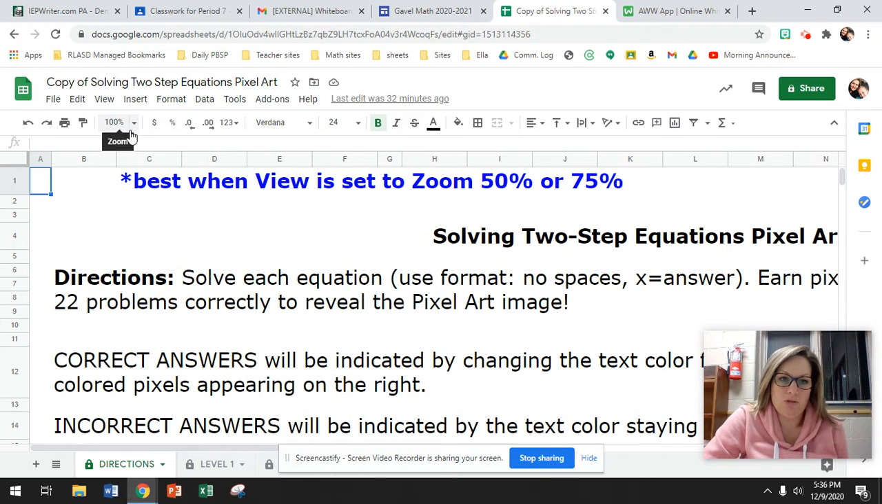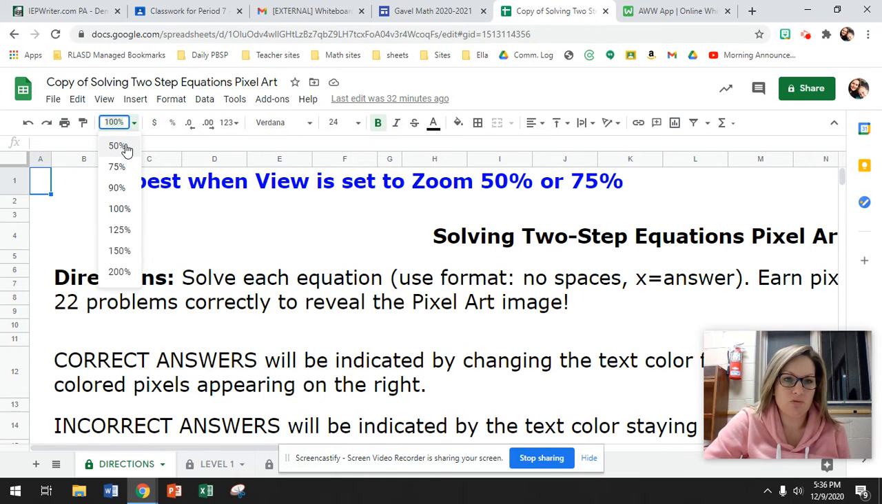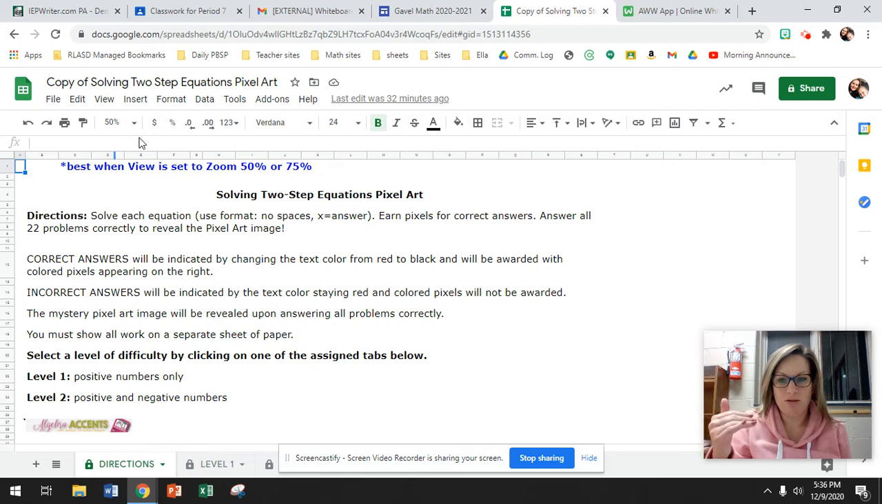The first thing you want to do is go up here where it says 100%, click on that, and scroll down to 50%. This way you can see the whole screen. The directions are, we're going to solve 22 problems. When you type in your answers, you want no spaces. You just type the answer in, and I'll show you why. Then if you get them correct, you will see a picture show up.